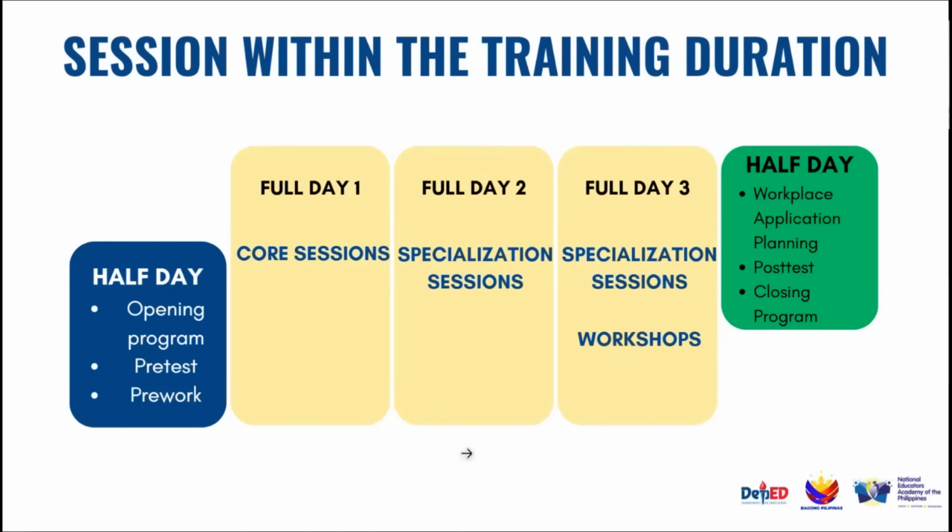And how do we make sense of these sessions within the training duration? Primarily during the national trainings and even up to the regional trainings, we hope to allot one day split into two: one half day for the opening program, pretest, and pre-work, and then the last half day for the workplace application planning, post-test, and closing program. In between these two half days are the 3 full days where we hope to run core, specialization, and workshop sessions.